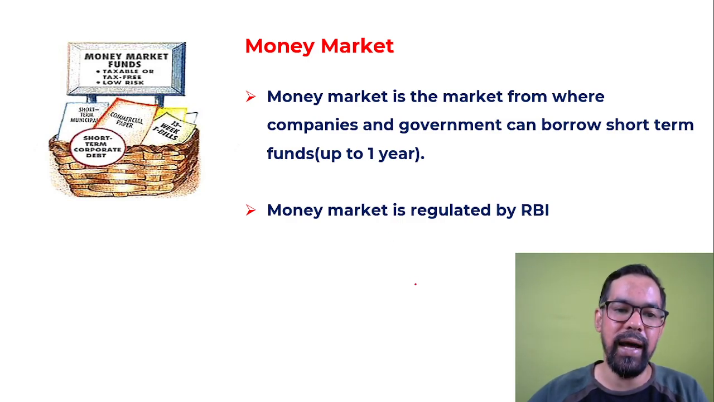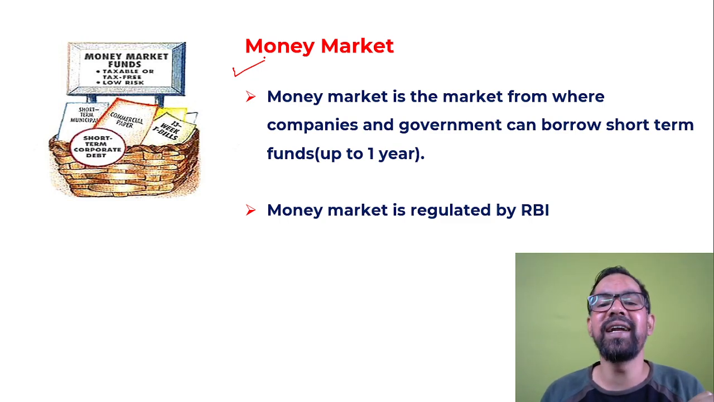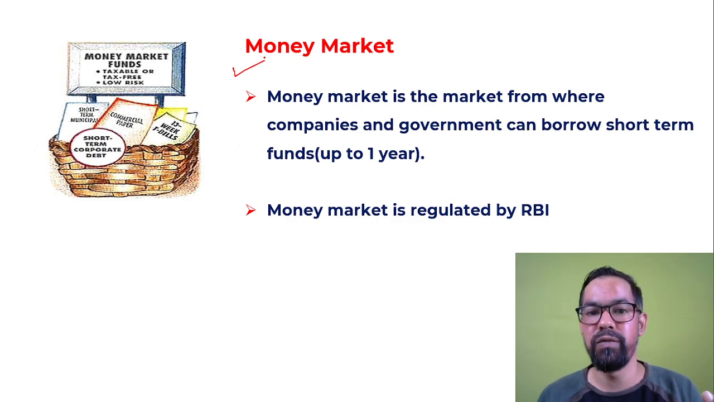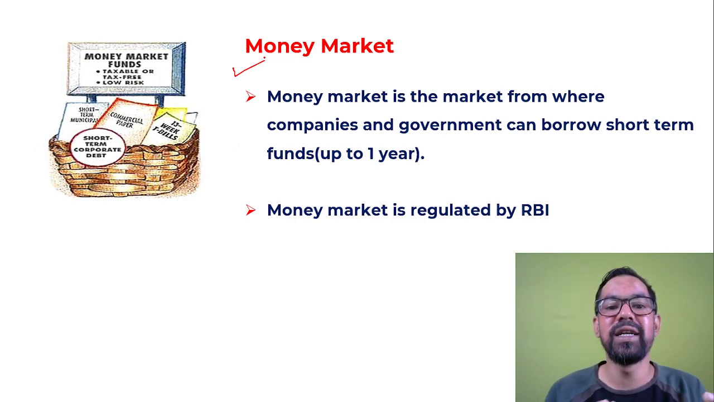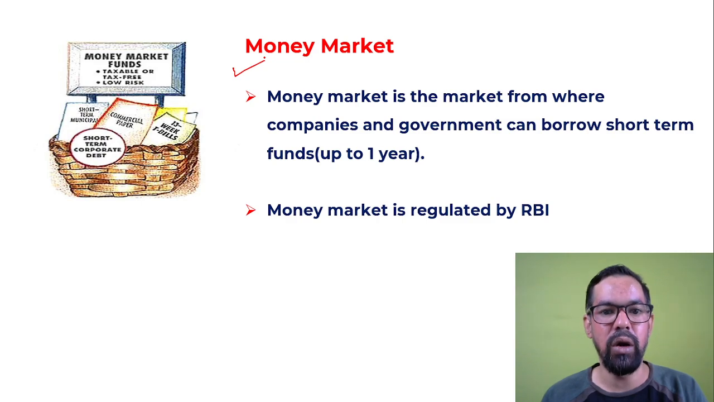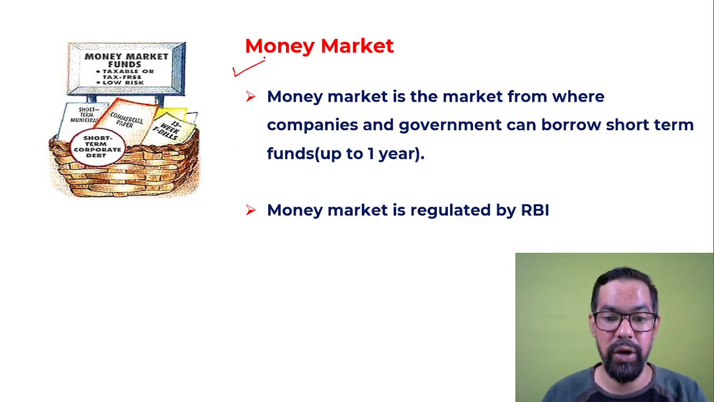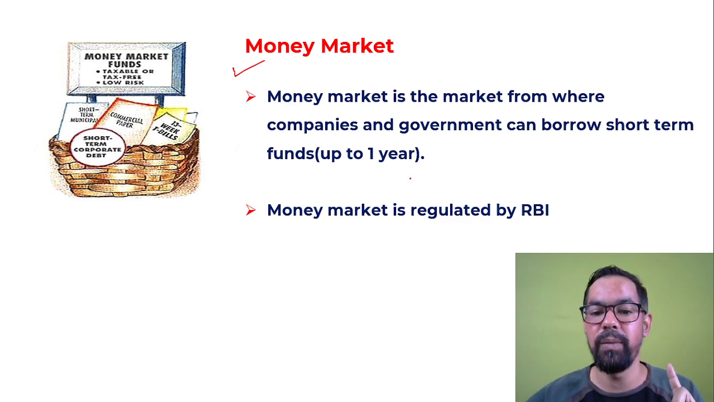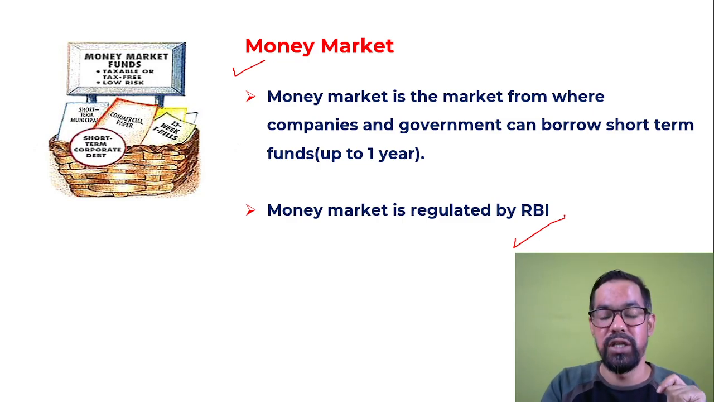So first, money market. I hope now everybody is clear with this particular definition as well. Money market is the market where companies and government can borrow short term funds. Short term means up to 1 year, the market where the borrower generally raises funds for less than 1 year, or the investor makes their investment in short term securities, majorly regulated by RBI. There are some areas where we have SEBI intervention or even other intervention as well, right?